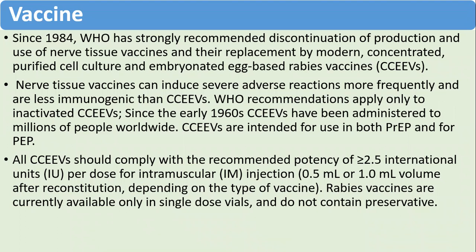in pre-exposure and post-exposure. The recommended potency of cell culture vaccine is equal to or more than 2.5 international units per dose of intramuscular injection, and the vial is 0.5 or 1 ml after reconstitution, depending on the type of vaccine. Rabies vaccine is currently available only in a single dose and does not contain any preservatives.